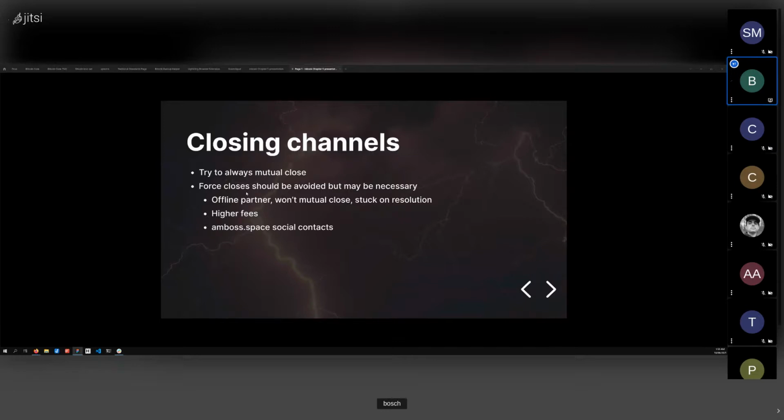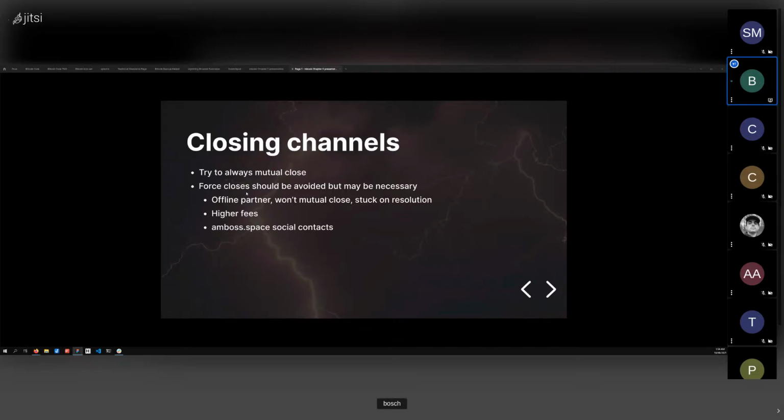If you're moving liquidity into the Lightning Network, it's good to just keep it there, unless it's an incredibly large amount. Say if you're accepting a large amount of payments as a merchant, you might want to move it elsewhere. But forced closes should be avoided, though maybe necessary. So for example, if your partner's offline and you can't contact them, or maybe you get some kind of disagreement. Like I mentioned before, you have higher fees.